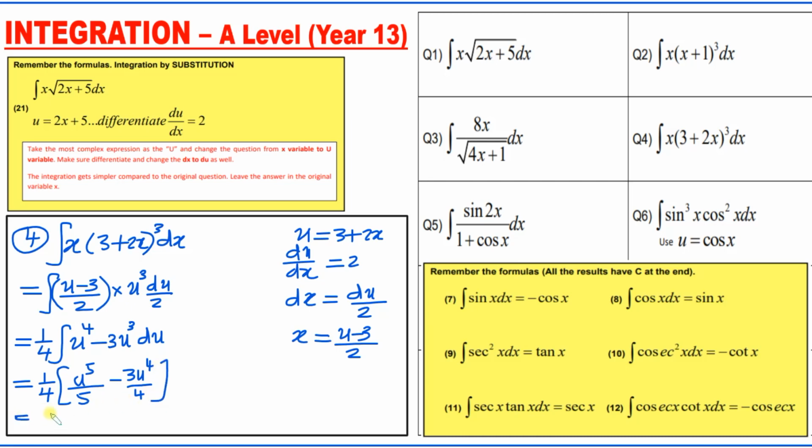If you want to simplify a little bit more, 1/20 of u to the 5 minus 3 over 16 u to the 4, and I'm replacing everything into x format: 1/20 of (3 plus 2x) to the power 5, and not plus, it is minus 3/16 of (3 plus 2x) to the power 4, plus c. That is the answer, right? So question number 4 is out of the way now.